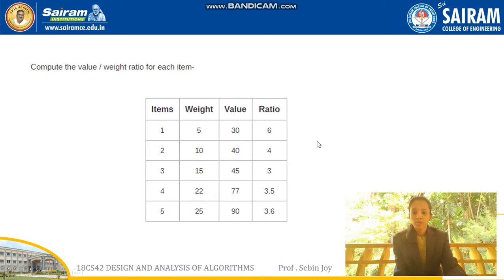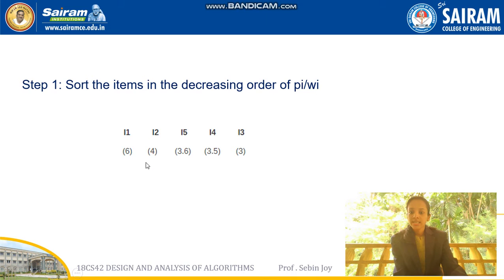So the value by weight ratio is this: 30 by 5 is 6, 40 by 10 is 4, 45 by 15 is 3, 77 by 22 is 3.5. Like this we will be finding the ratio, and we have to arrange the items in decreasing order of value by weight. So the values are 6, 4, 3.6, 3.5 and 3. That means item 1, item 2, item 5, item 4 and item 3.